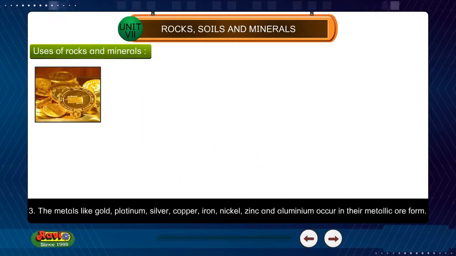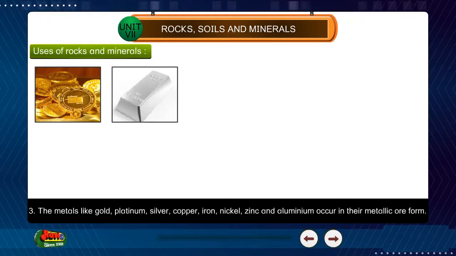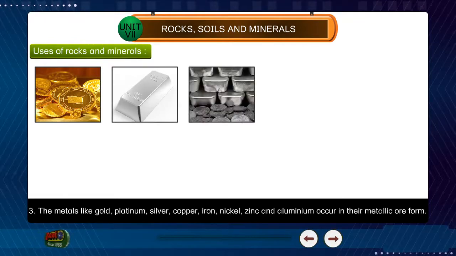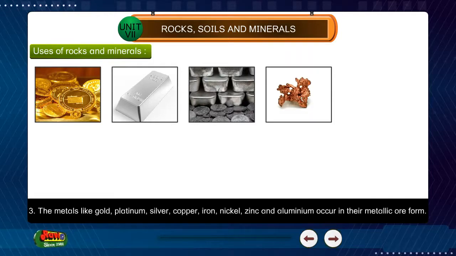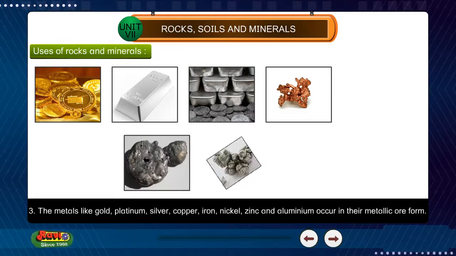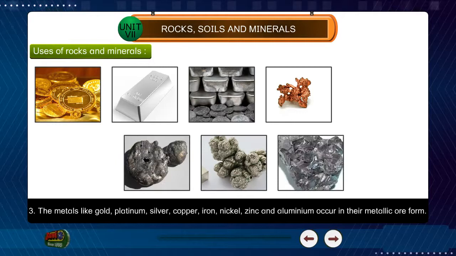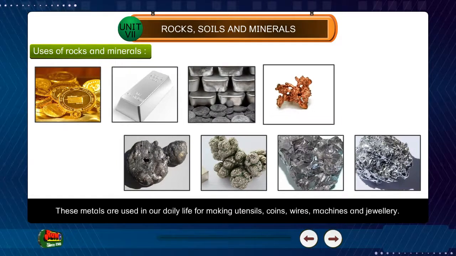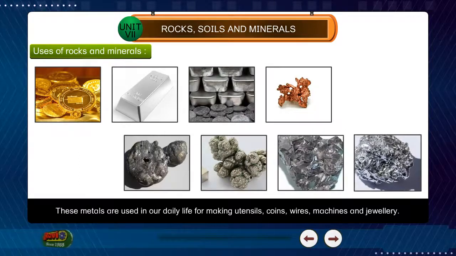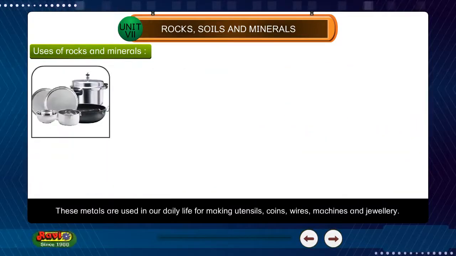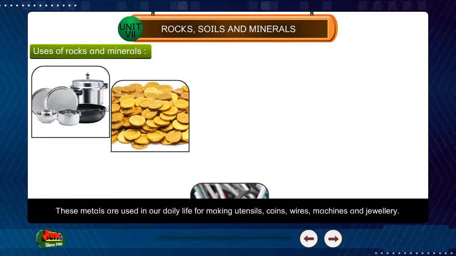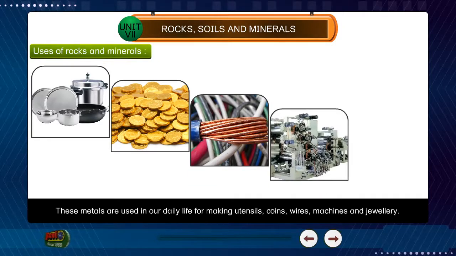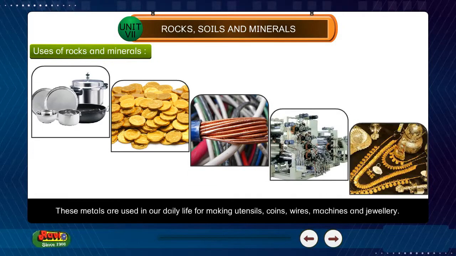3. The metals like gold, platinum, silver, copper, iron, nickel, zinc, and aluminium occur in their metallic ore form. These metals are used in our daily life for making utensils, coins, wires, machines, and jewelry.